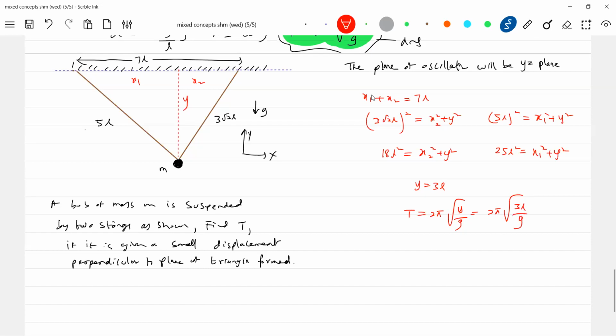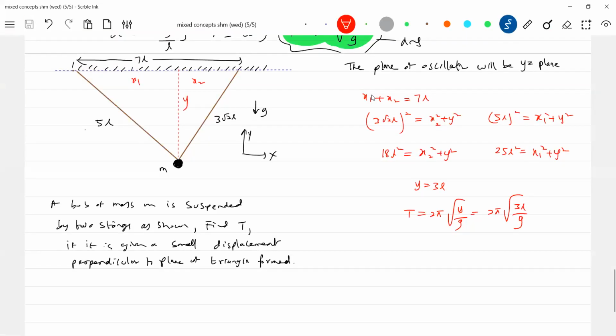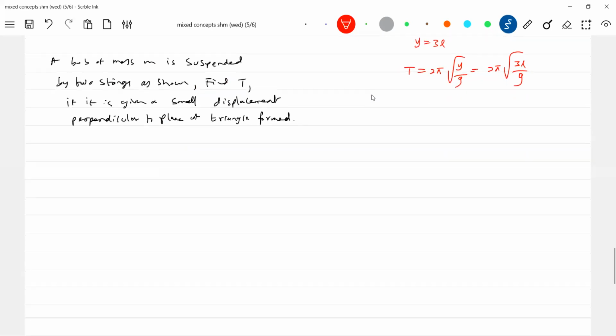What is very important is the plane in which it is oscillating. That is very important. Unless you have that information, I think it will be very difficult for you to think about the problem. Okay, similarly, we'll take one more.